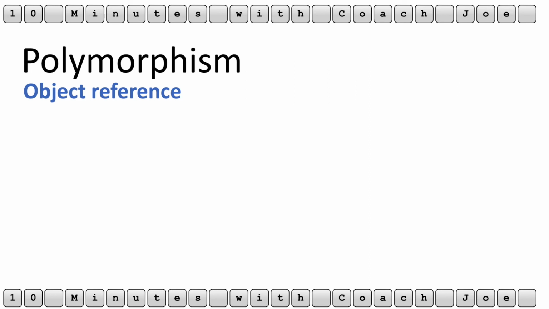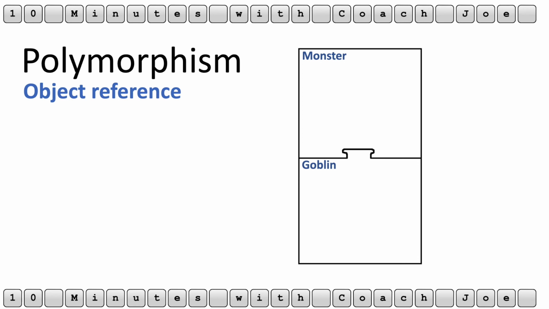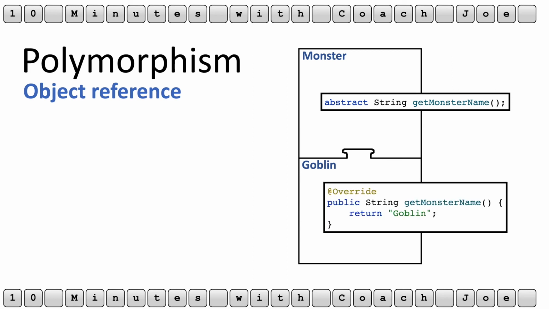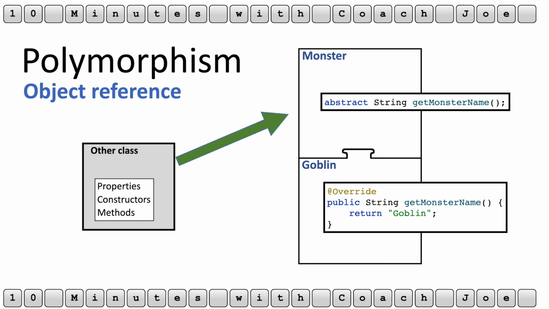Object reference polymorphism is achieved with an abstract class and interface. Let's say we have a monster. It could be an abstract class or interface. This class has an abstract method called getMonsterName. There is also a goblin class that will implement the getMonsterName method. Object reference polymorphism is accomplished by referring to the goblin class by using the monster class reference. Here is a code example. Monster equals new goblin. Now, when monster.getMonsterName is called, we look for getMonsterName inside monster. This method is overridden by goblin. The value from goblin is returned.